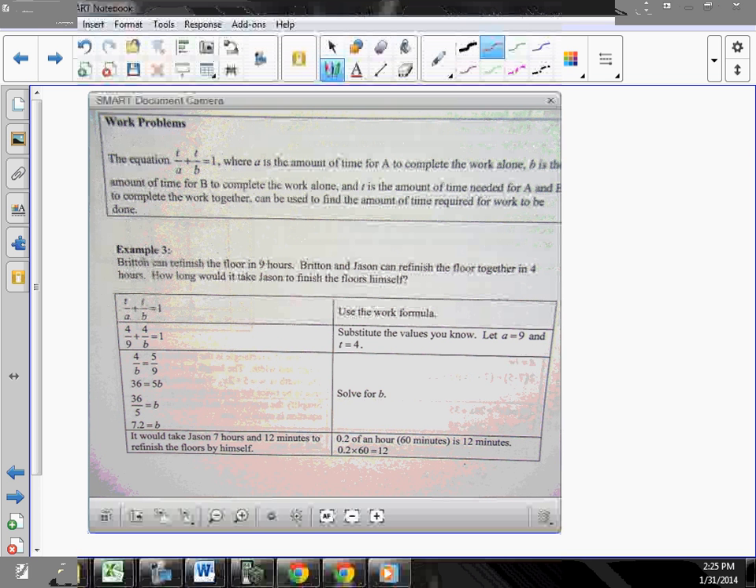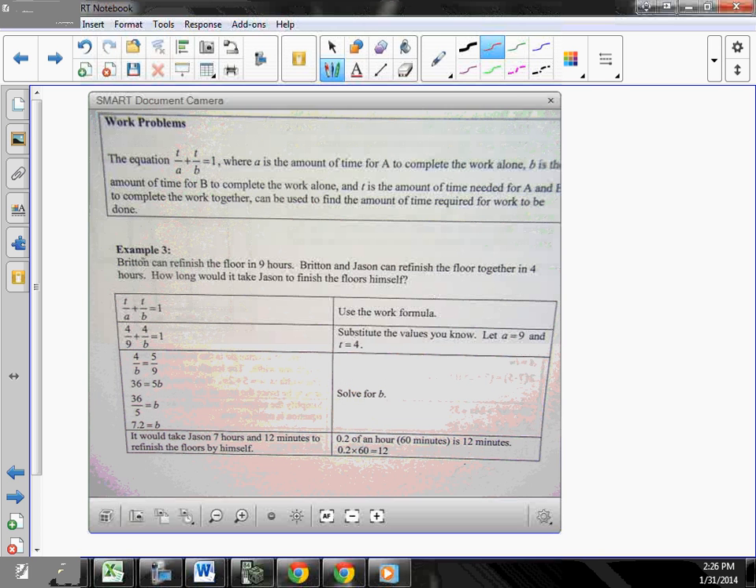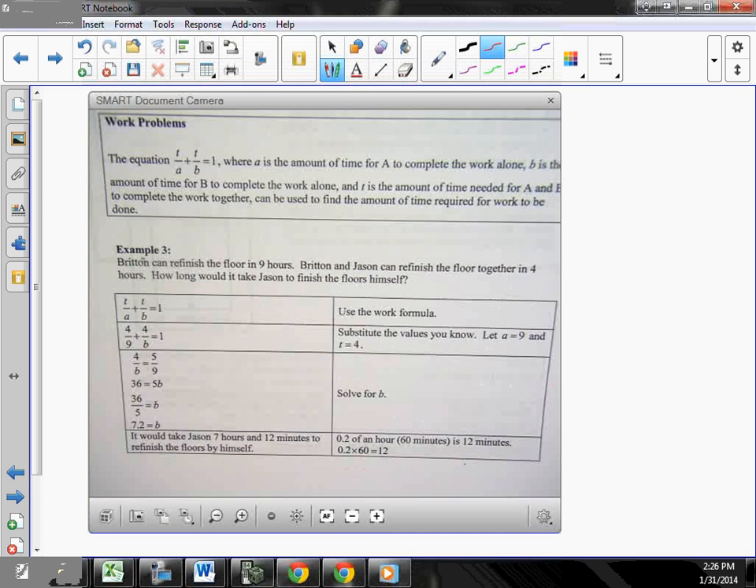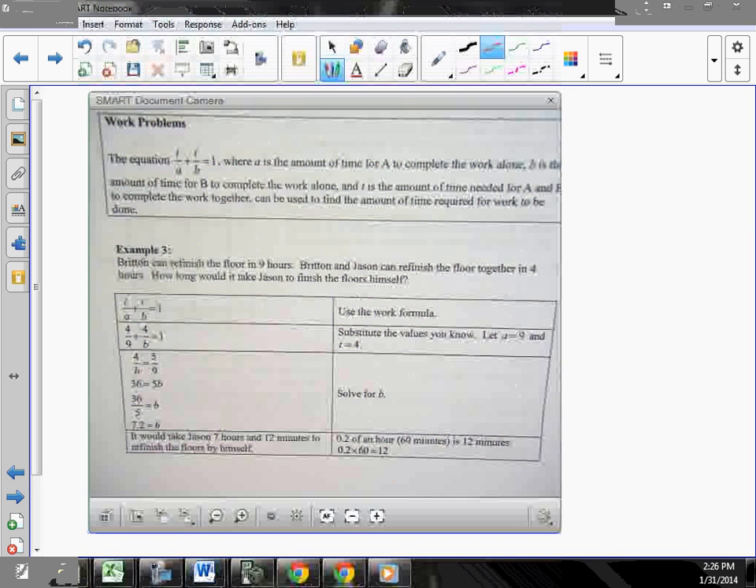And it only takes me 1 hour to chop 3 logs. So his time would be A, and my time would be B, and then T equals how much time it would take us to chop together. And that always equals 1, the work of one job. Okay. So if a job takes him 4 hours and it takes me 3 hours, together we could probably get it done in an hour and a half or something like that.